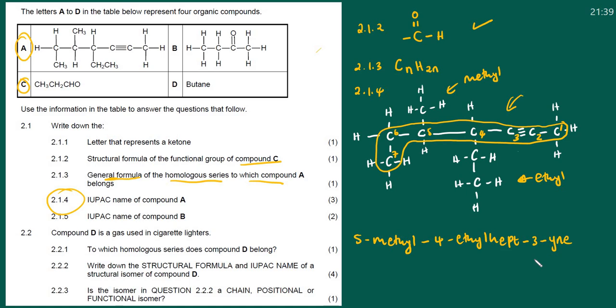Aren't we supposed to label according to alphabets? If you're doing it that way, then the ethyl must have come before the methyl. Yes, that's very true. We can't have a methyl before ethyl because we name according to alphabetical order. So it should be 4-ethyl, 5-methyl, hept-3-yne. Let me write: 5-methyl. Is there something wrong?